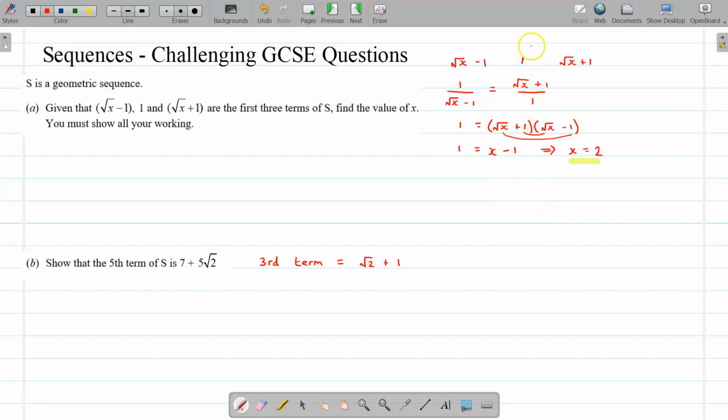So I'm just going to illustrate that. What have I had to multiply 1 by to get the next term? Well, clearly you can see that I've had to multiply it by root 2 plus 1. So the third term is root 2 plus 1. So the fourth term is going to be the third term multiplied by root 2 plus 1. So it's going to be root 2 plus 1 times itself.